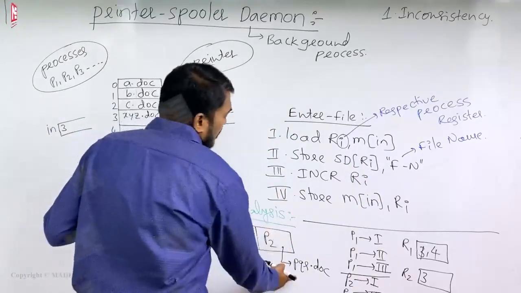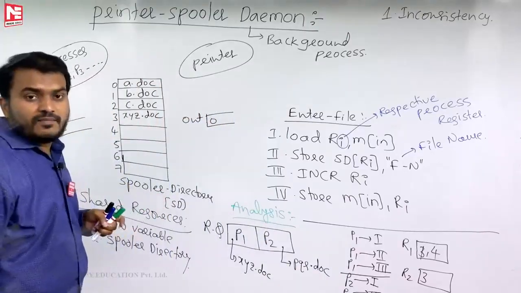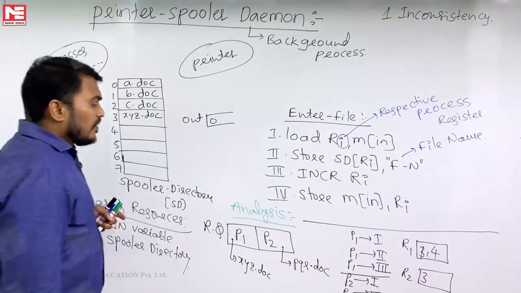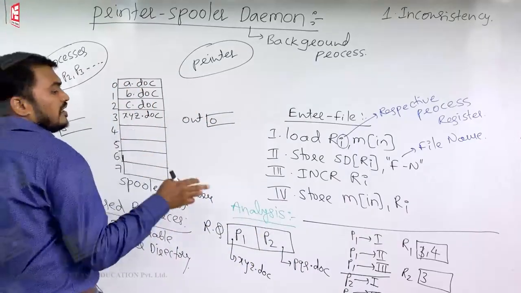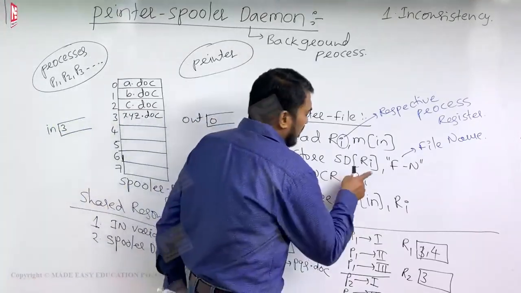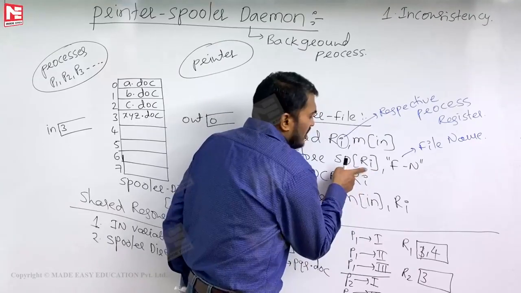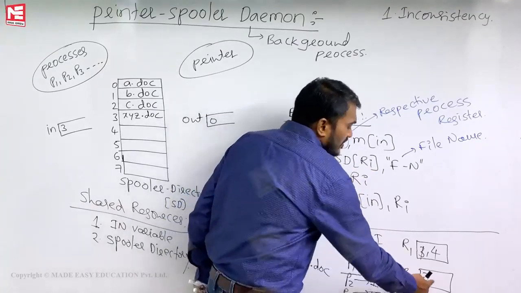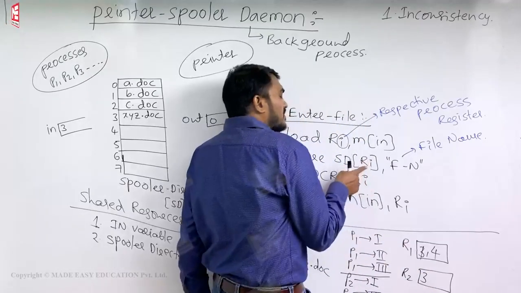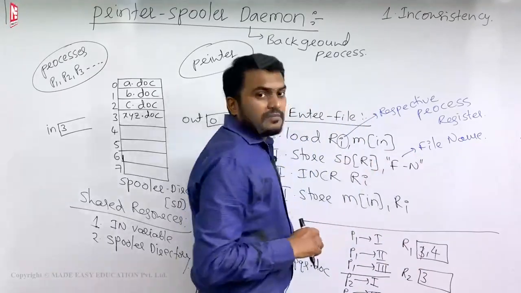P2 is having what? pqr.doc. That is the file name it is having. So look at here. P2 is having pqr.doc and that will be stored into what? In SD of RI. What is the RI value? RI with respect to P2 is R2. What is the value inside? 3. So the file name has to be stored in SD of 3.